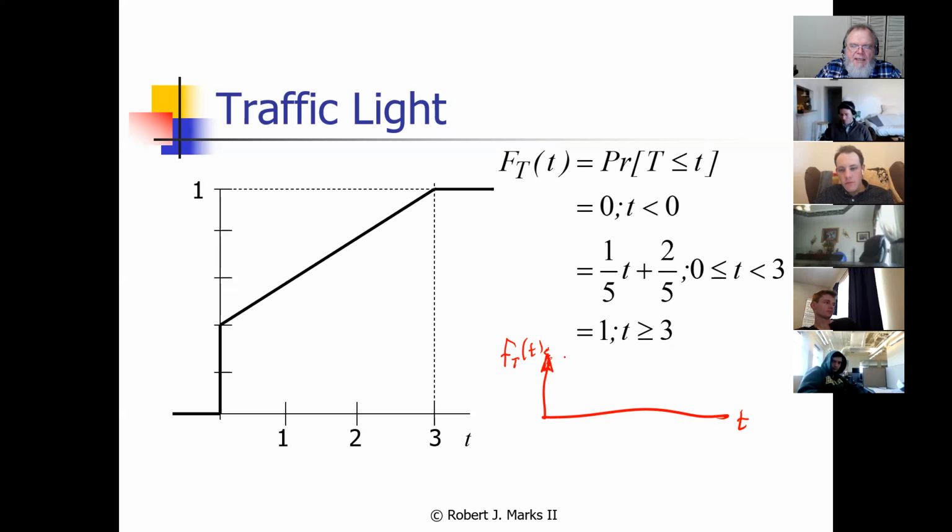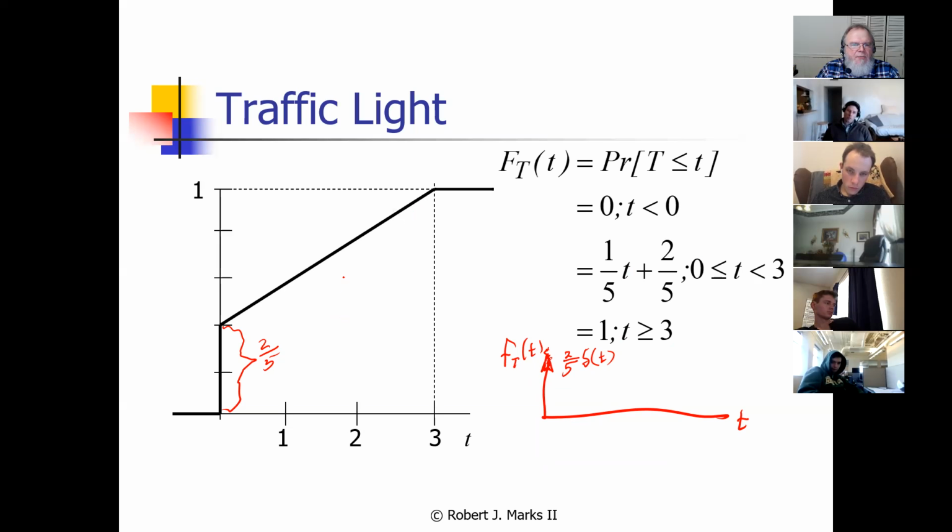So the Dirac delta at the origin would be equal to 2/5. Why the 2/5? Because this interval is 2/5. It's 2/5 times the Dirac delta at the origin. Then the rest of this is going to be the derivative of a line, which is a constant, and that constant is always going to be the slope. What is the slope?